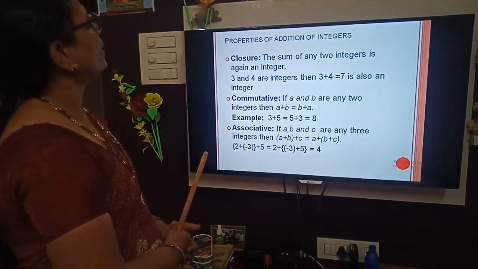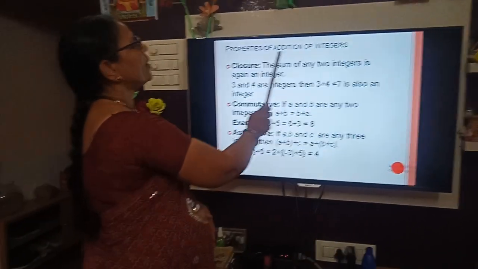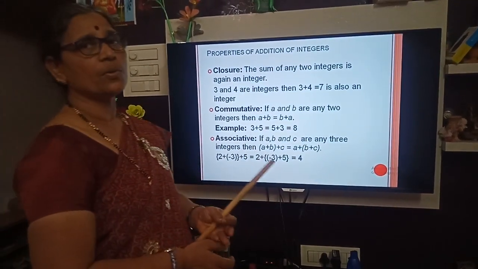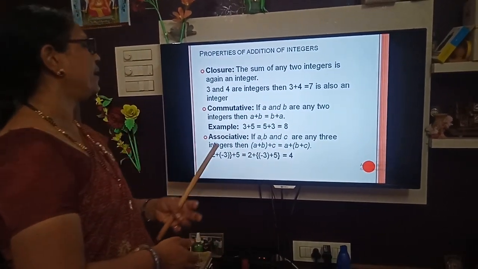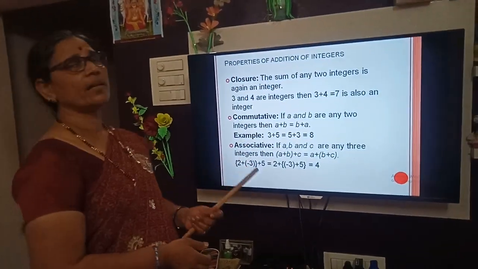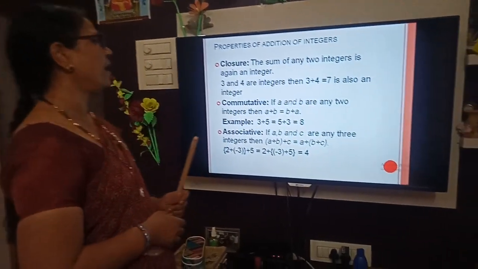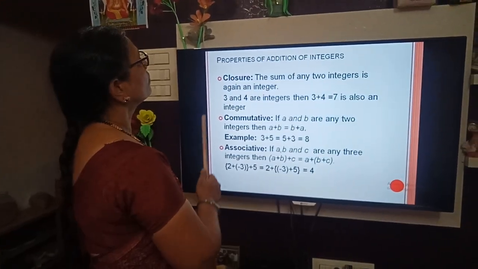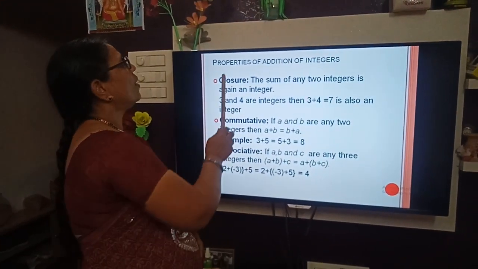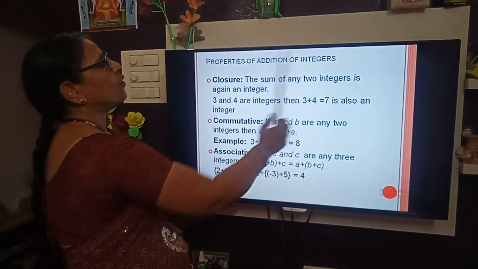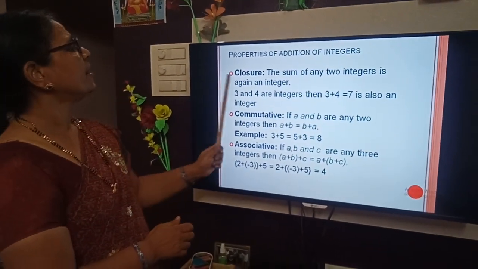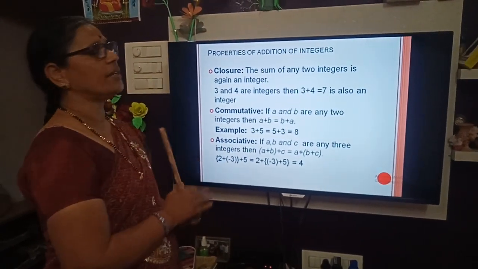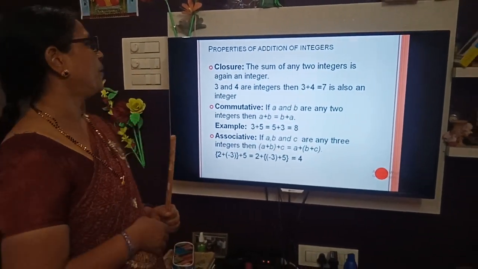Next point is to discuss properties of addition of integers. Closure law, associative law, commutative law, additive identity, these are all properties we learn in every lesson, and in the same way here also in integers. Okay. Now we study properties of addition of integers. First one is closure property. See, the sum of any two integers is again an integer.